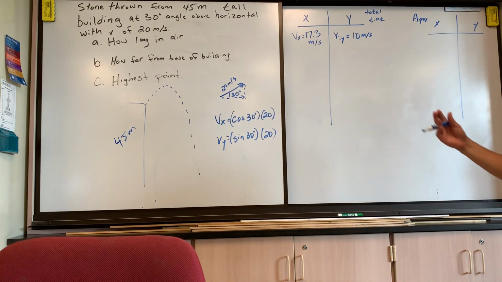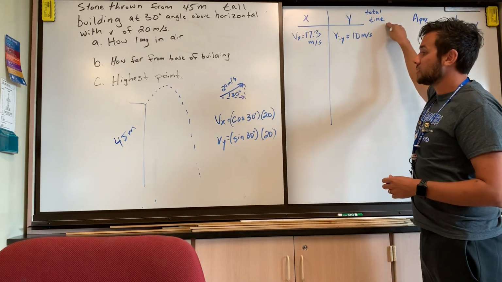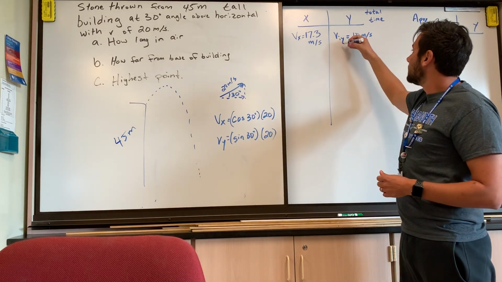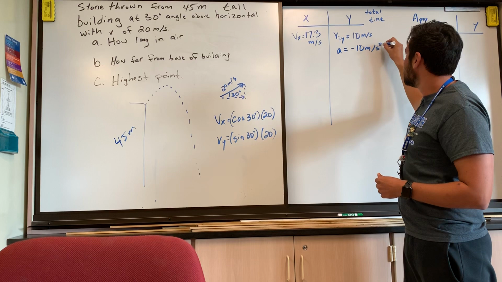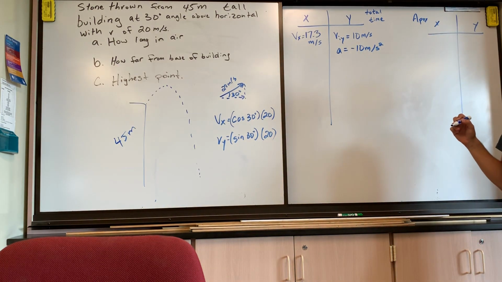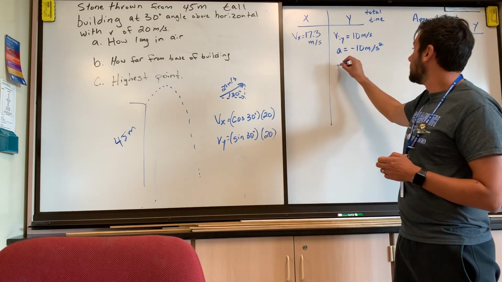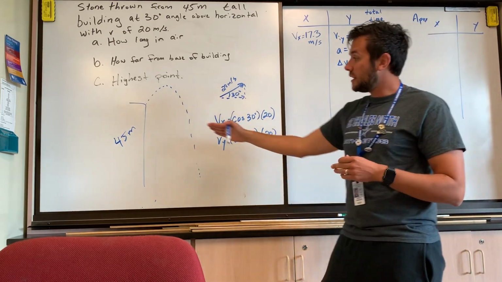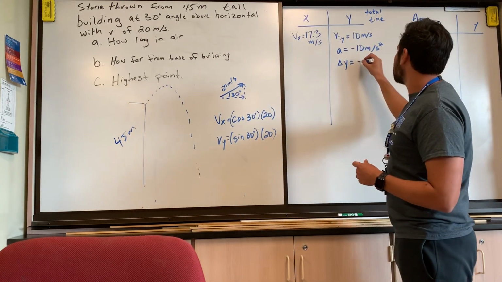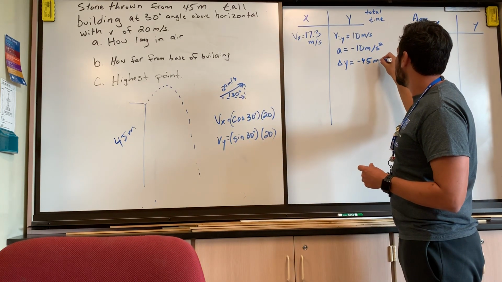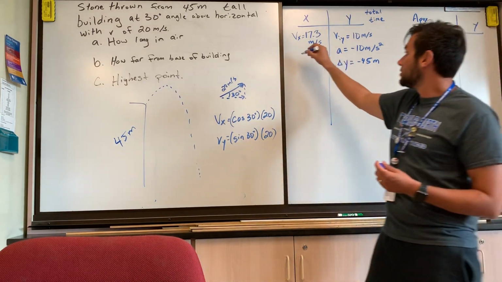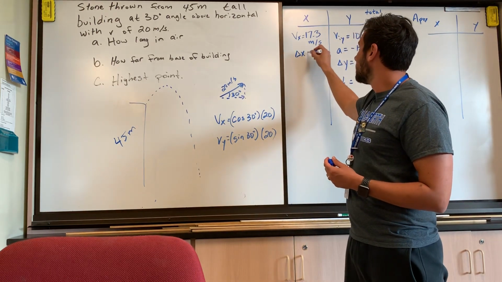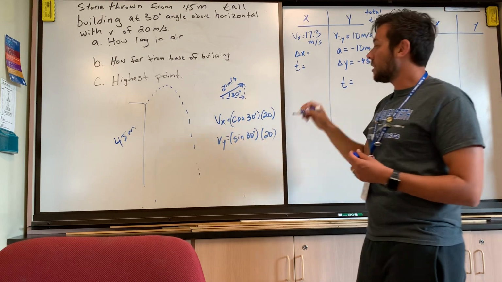Okay, now there are some other values that I know. If I'm looking at the total time that it traveled, I know that my acceleration in the y direction, I'm just going to use negative 10, is negative 10 meters per second squared. I know that my delta y is going to be negative 45 meters. I don't know how long it's going to be in the air, and I don't know how far away it's going to go, or how long it's traveling sideways.